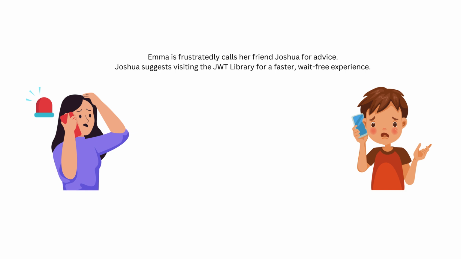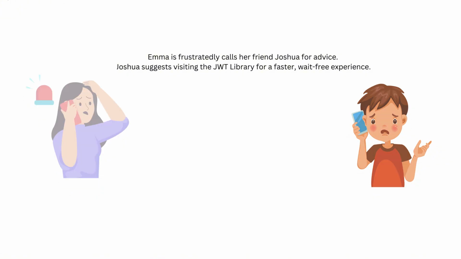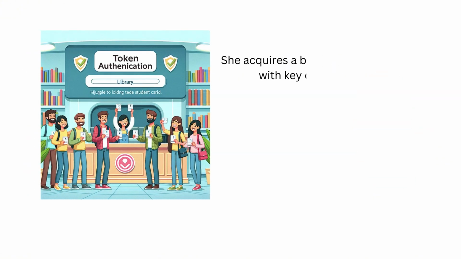Joshua replies, "Don't worry, Emma. Go to the JWT library instead. There, you can borrow a book instantly without any waiting." Emma heads over to the JWT library and notices there's no queue at all.